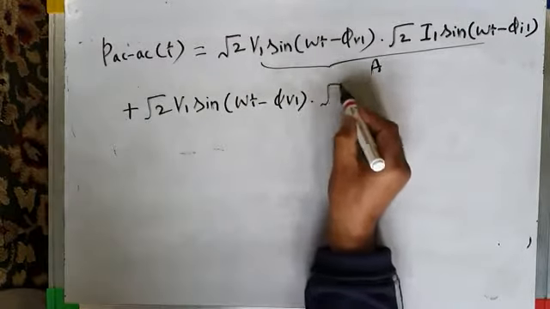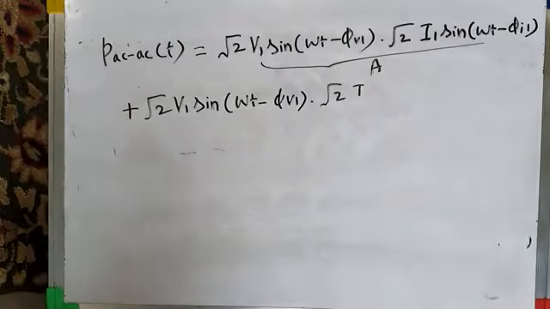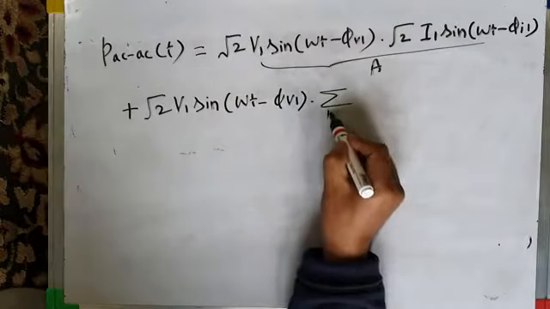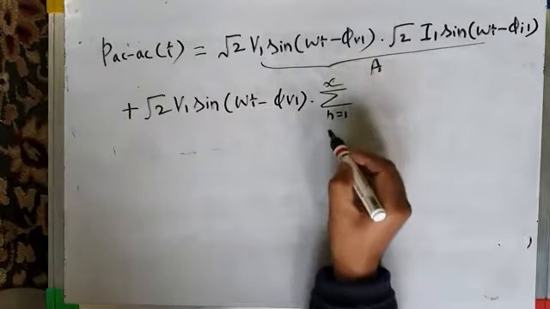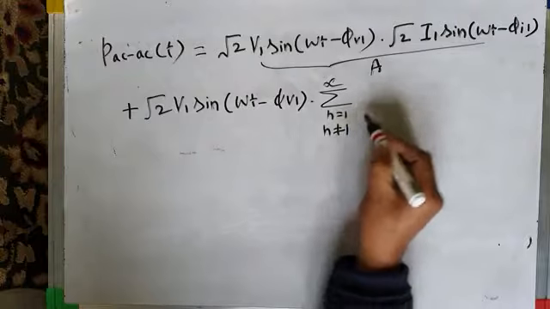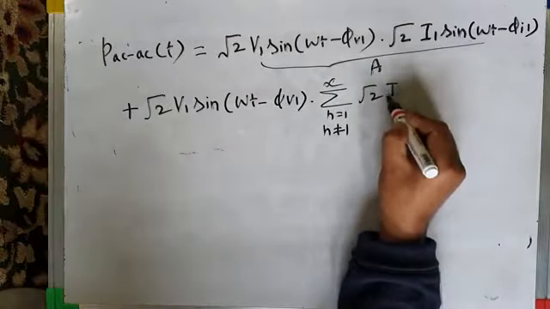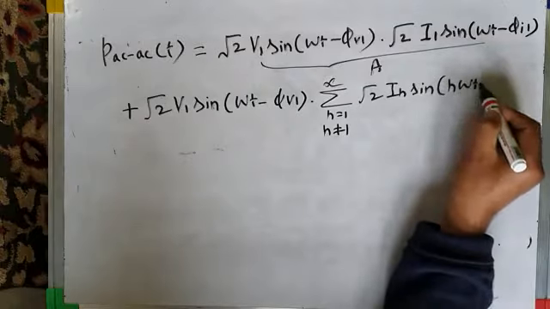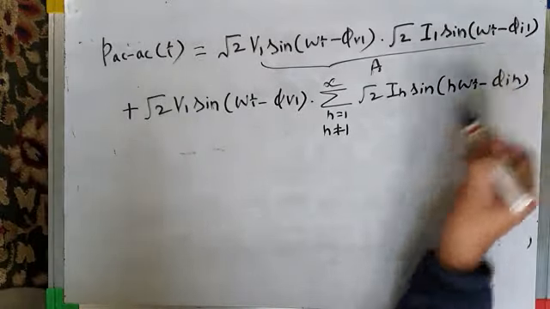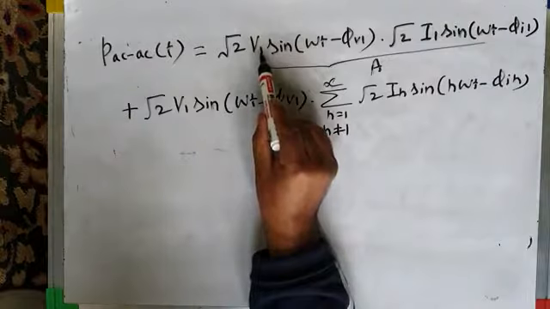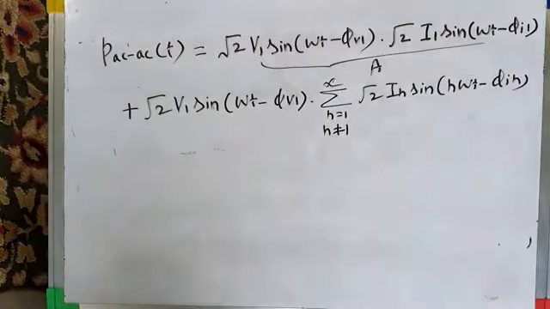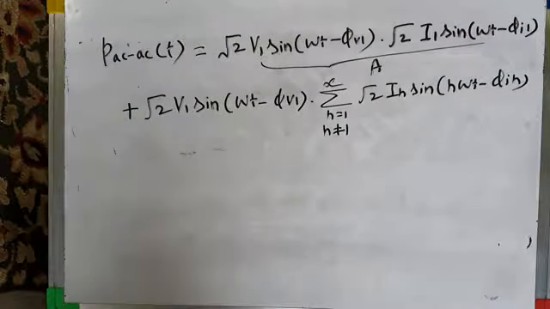It interacts with, say, second component of voltage, second component of current, and then third. I should write here h equal to 1 to infinity, where h is not equal to 1, root 2 I_h sine of h omega t minus phi I_h. In the first case, the fundamental component of voltage interacted with the fundamental component of current, and the product of the two terms gives rise to some instantaneous power.